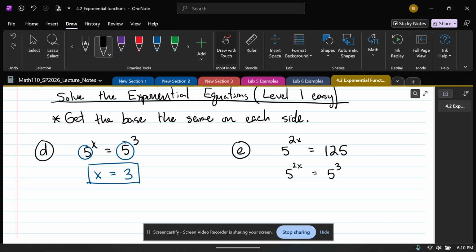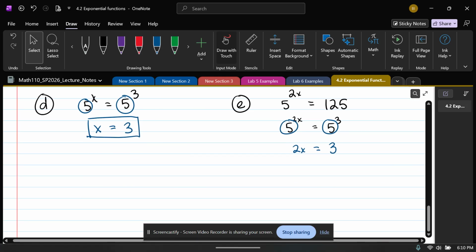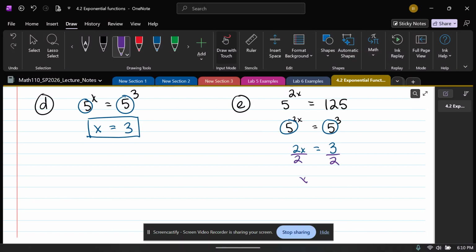Okay, so we have the base is the same. We've rewritten that problem with the same base. Now, because the bases are the same, I set up the equation 2x equals 3. Now I've got to get x by itself. So what do I do? Yeah, just divide by that 2, and x ends up being 3 over 2. And we solved it for x by getting the bases the same.